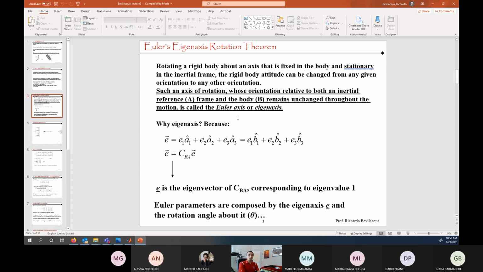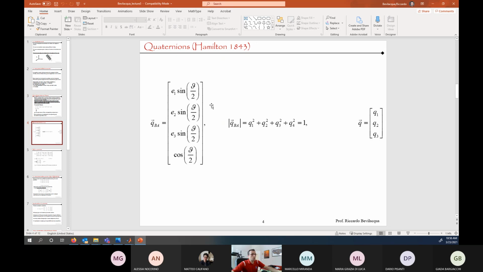The quaternions and Euler parameters are a 4-parameter representation of the DCM. So we add one more to solve the problem of singularity, basically. So, introducing quaternions, developed by a gentleman called Hamilton in the 1800s. There are also different versions of quaternions that you can find out there.